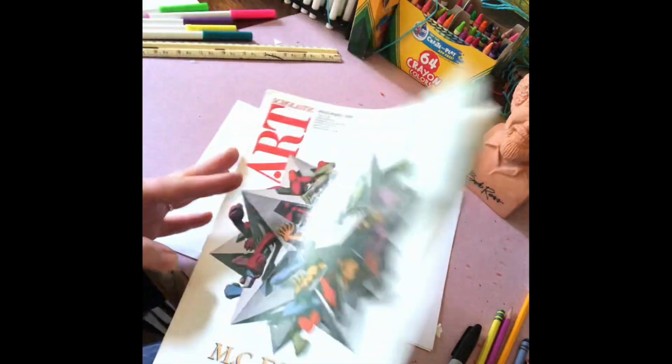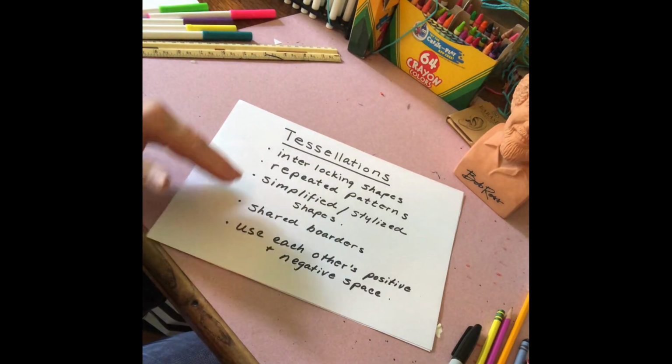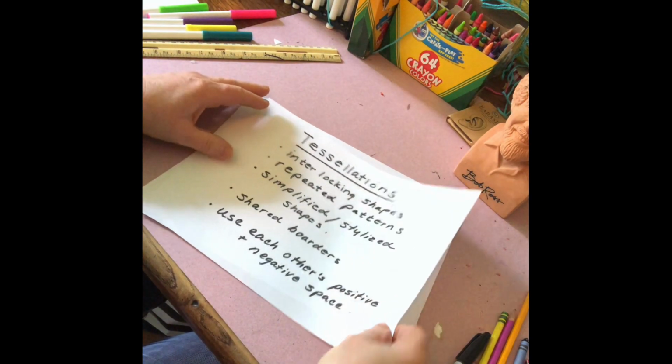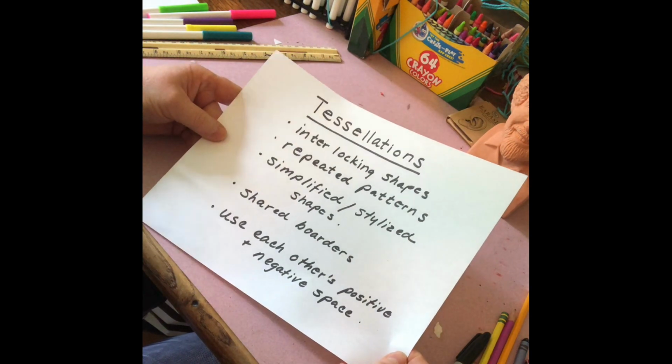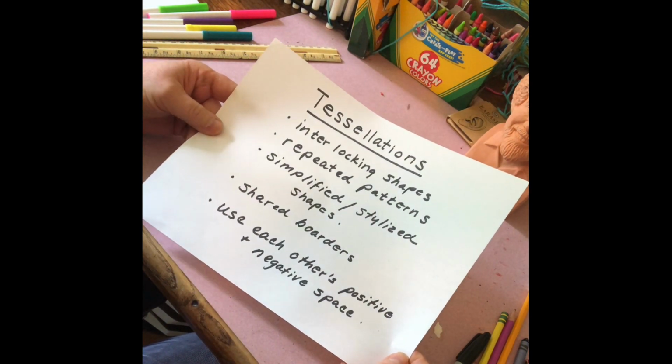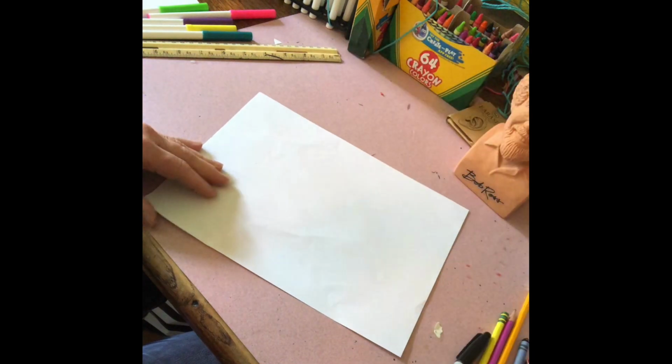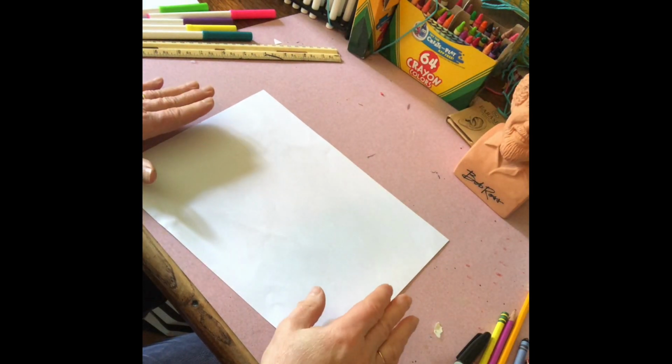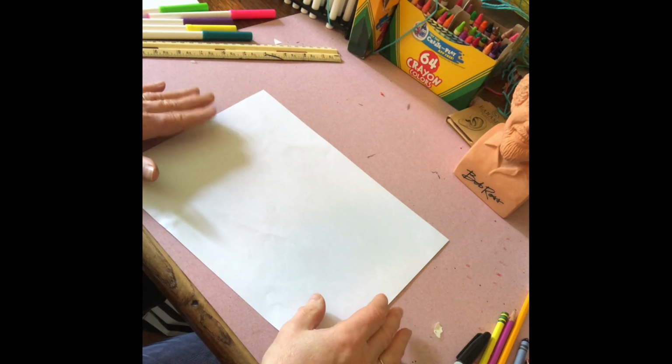So we are going to be working on making a simple tessellation shape. There's lots of different ways that you can do a tessellation, but we're going to do a simple one so that you get the idea and the concept. Okay, we are going to make a tessellation shape that is in the shape of a small arrow.